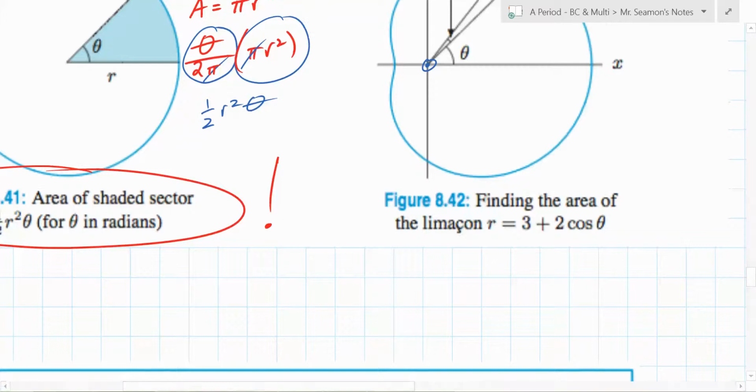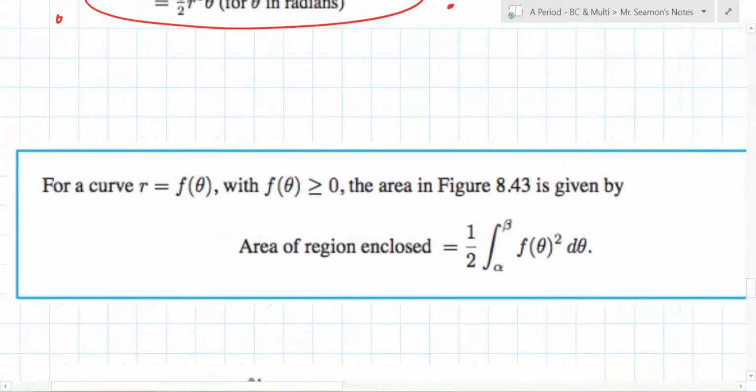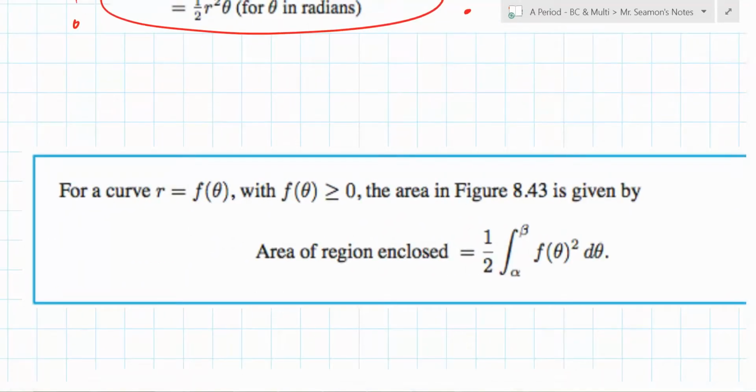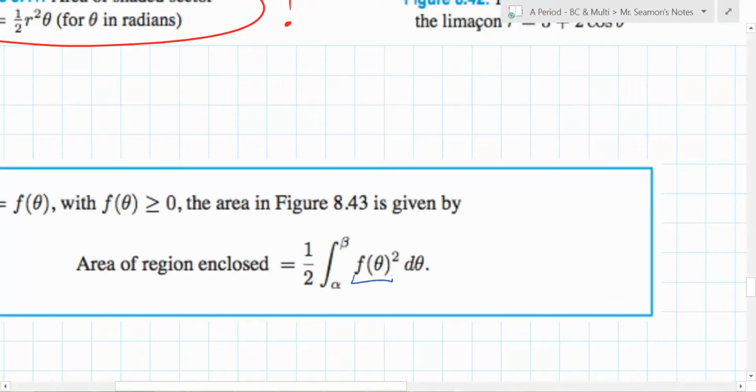So what kind of integrals are we looking at? We're looking at this right here. For a curve r equals f of theta, with f of theta greater than or equal to 0, the area is given by 1/2 the integral from alpha to beta of the function squared d theta. So this right here is r. That's r right there. Do you understand where the 1/2 comes from?